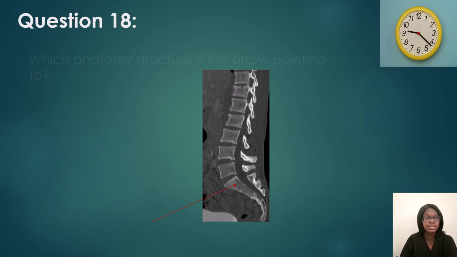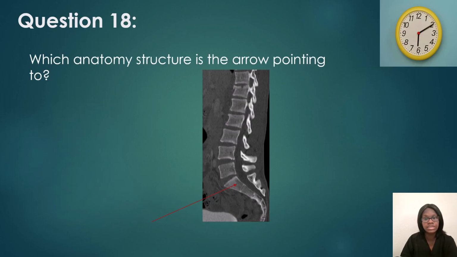Question 18. Which anatomy structure is the arrow pointing to? A, L3, B, L4, C, L5, D, S1.